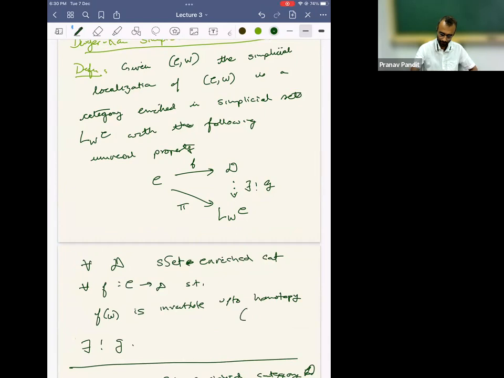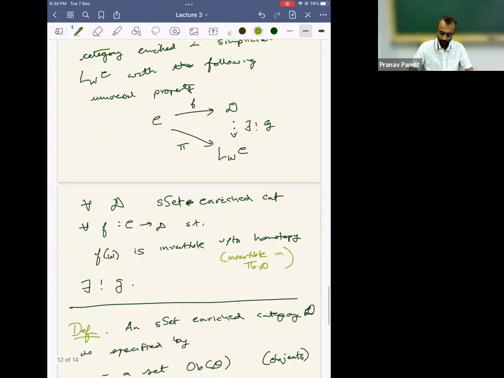Okay, so the definition of invertible up to homotopy is invertible in pi zero of D. And what does invertible in pi zero of D mean? It means that given f of w, you can find some other morphism v such that f of w composed with v can be connected by a path to the identity morphism, and similarly, v composed with f of w can be connected by a path to the identity morphism. That's the same thing as saying that when I pass to connected components of the mapping spaces, the class of f of w composed with the class of v is equal to the identity morphism in pi zero of D. Okay, is this definition clear?